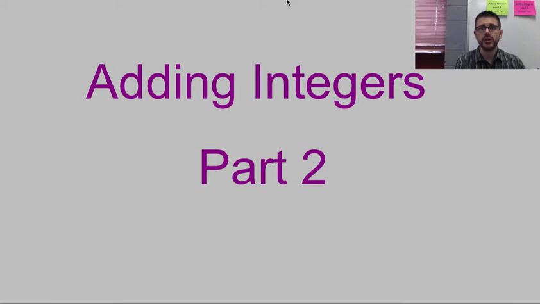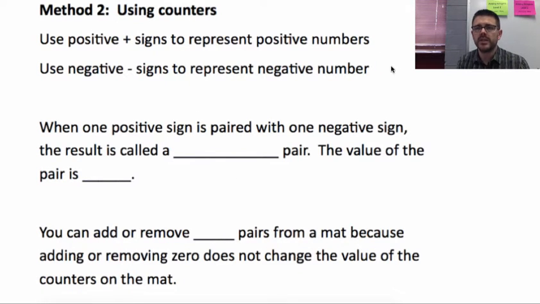All right, part 2. Part 2 is using counters. Basically using positives and negatives to represent the problem. When one positive is paired with a negative, the result is called a zero pair. So think of it as a +1 and a -1. +1 plus -1 equals 0 because the value of the pair is 0. They add up to be 0.